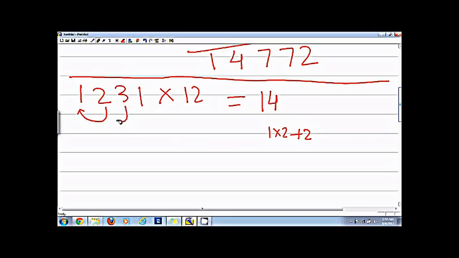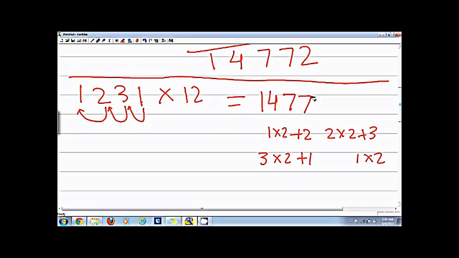and then I will add 3 into 2, but I will multiply 2 by 2 before, so I'll say 2 into 2 plus 3, so that is equal to 7, and then now here I will add 1 into 3, but I multiply 3 by 2, so it will be 3 into 2 plus 1, so that is equal to 7, and then I will just multiply 1 by 2, so 1 into 2 is 2. So the answer is 14772.